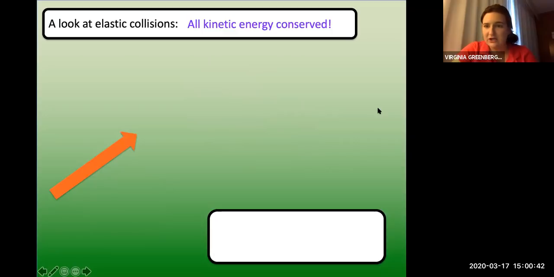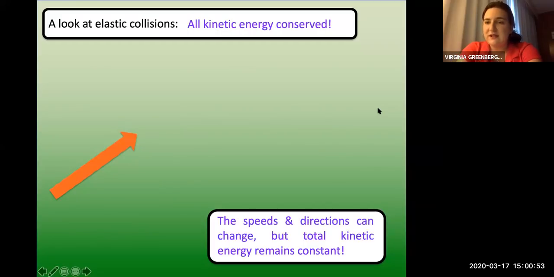And we saw that the direction of the balls changed when they hit each other. Okay. And their speeds also changed, right? The cue ball slows down and the other two balls sped up. And so we'll say in elastic collisions, the speed and directions can change. The total kinetic energy divided up between the three balls remains the same.